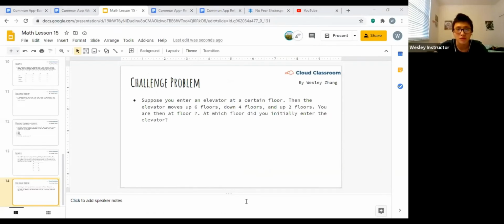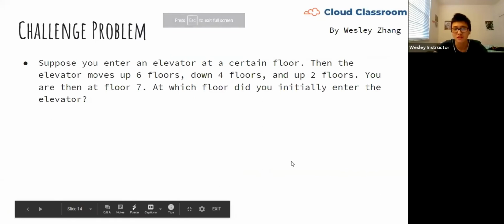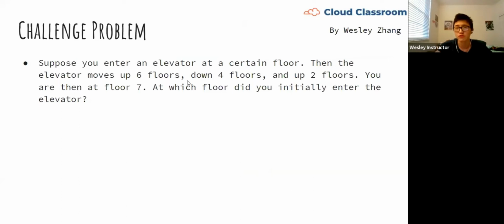Okay, well, that brings us to the last challenge problem of this unit. Suppose you enter an elevator at a certain floor, then the elevator moves up 6 floors, down 4 floors, and up 2 floors. You are then at floor 7. At which floor did you initially enter the elevator?